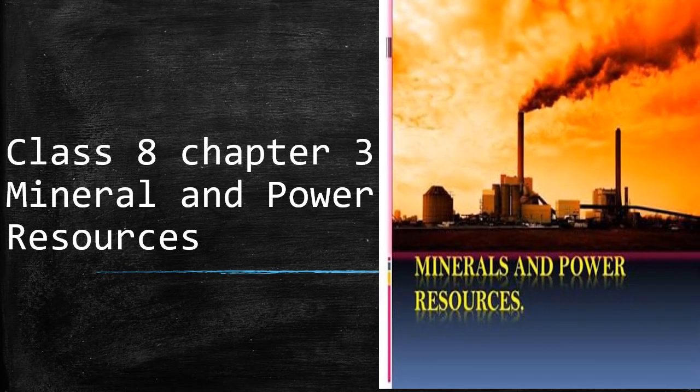Today we will start chapter 3, Minerals and Power Resources. But before starting the lesson, let me tell you the meaning of this lesson. What actually are minerals? Minerals are naturally occurring substances which have a fixed chemical composition. And what are power resources? Power resources are the energy resources that come in the form of nuclear and fossil fuel.